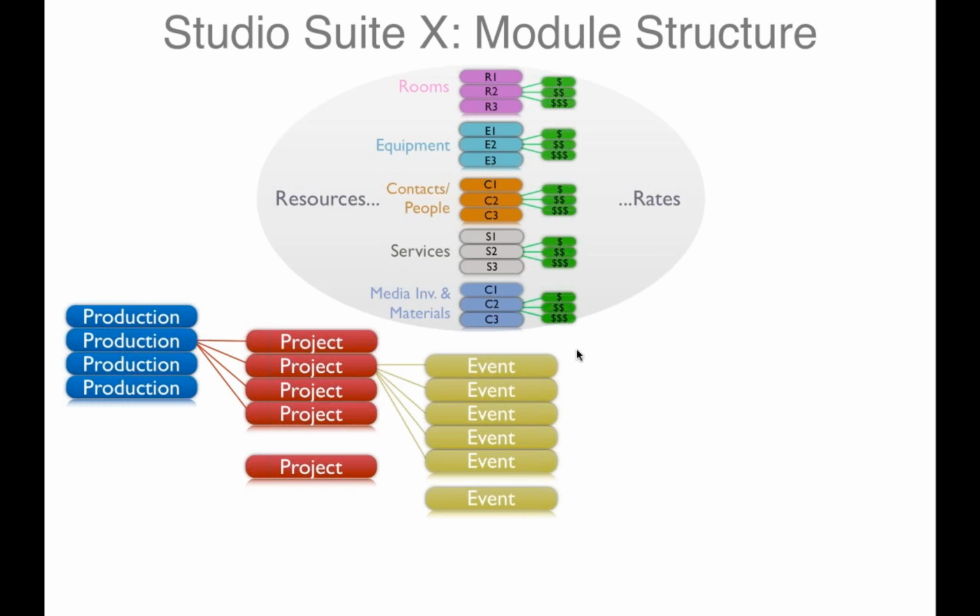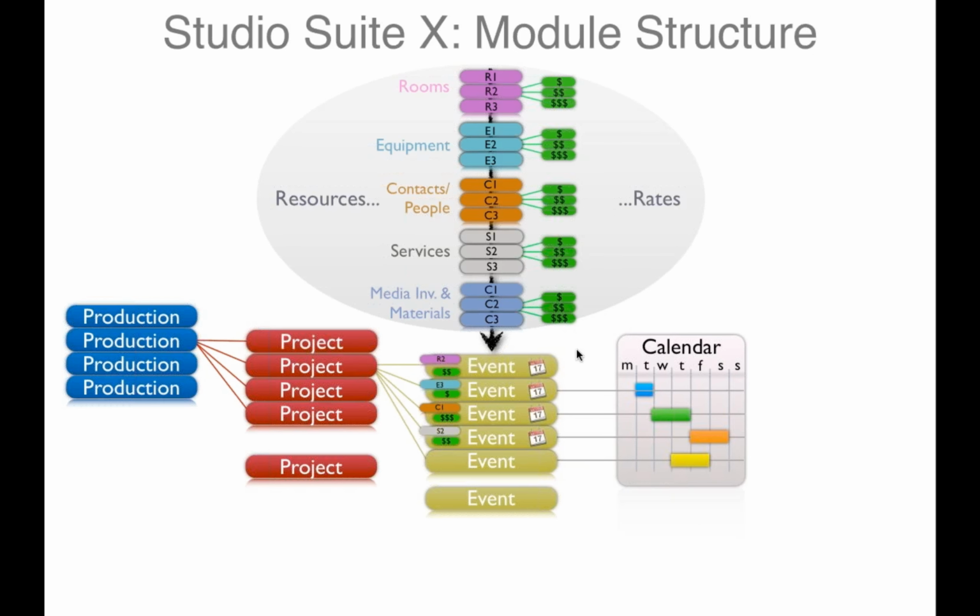But back to our story, when you add or combine these resources, rooms, equipment, contacts, people, services, with a calendar event with a rate, that's what we call an event. And again, a project can have one or more events on it. And these things are what appear in the calendar.